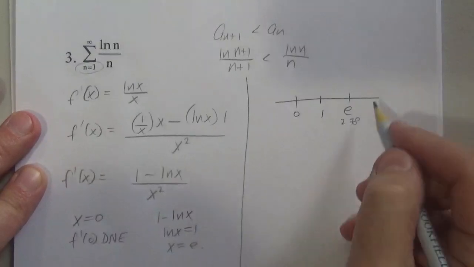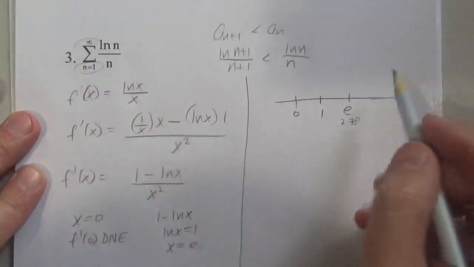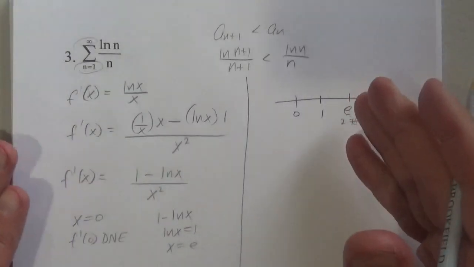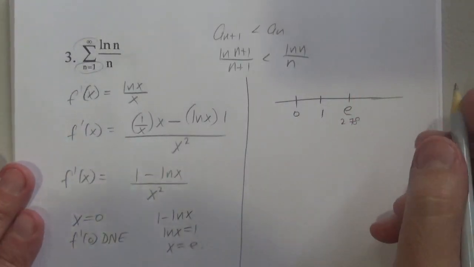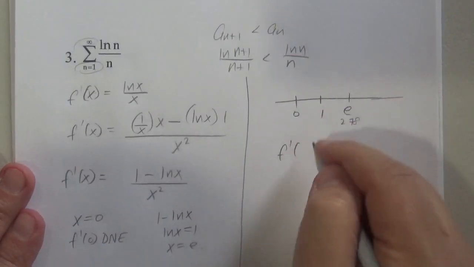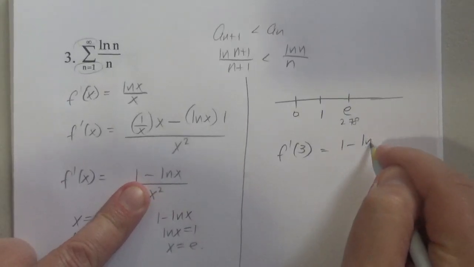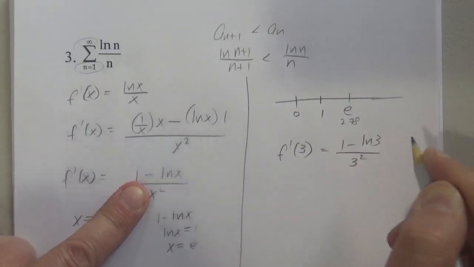So I'm going to check a number to the right of e, because I'm going out towards infinity here. So as long as I can show that this thing's decreasing most of the time, I'm in pretty good shape. So if I do f prime, I'm going to choose 3 over here, f prime of 3. If I plug in 3 here, I get 1 minus the ln of 3 all over 3 squared.